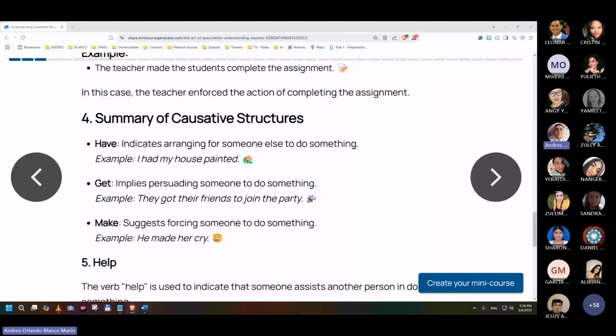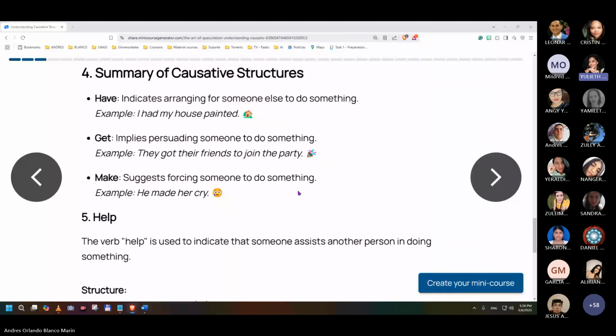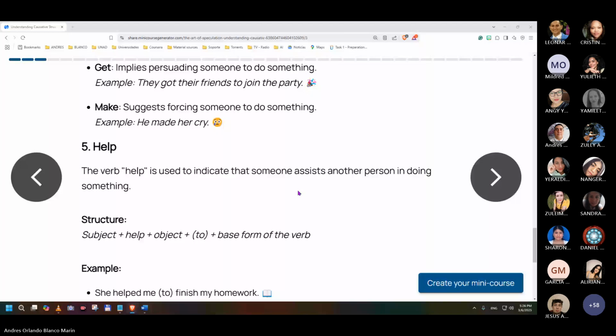My mom made me do it. Right? My mom has a chancleta and she made me do it. That's forcing someone to do something. I'm not going to talk about help.